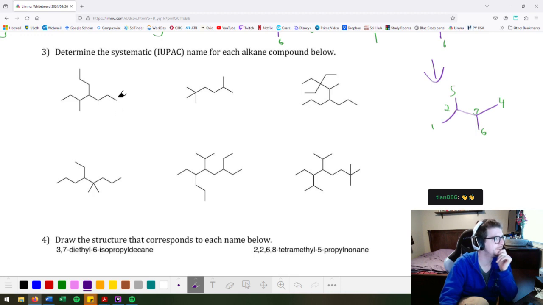So if we go... I actually wonder. Okay, 1, 2, 3, 4. I don't want this one on chisel, I want this on pen. Sorry. 5, 6, and 7. So if we number it this way, from this carbon being 1 and this one being 7, then there is only one branch off of the main chain, and it is at carbon 4.